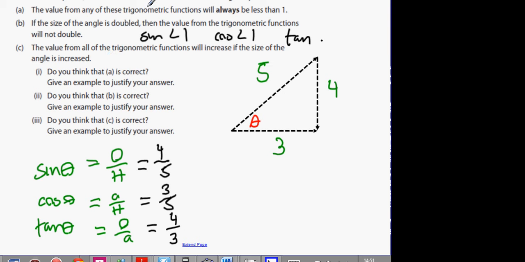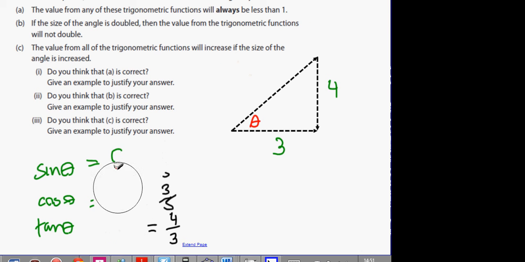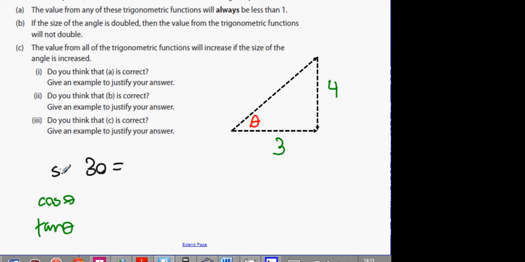Now guys, what about the next one? If the size of the angle is doubled, then the value of the trigonometric function will not double. Is that true or false? Do you remember I did it yesterday? What's sine 30 in the calculator? Alright. What's sine 60? Root 3 over 2, which is the same thing as 0.866, yeah?